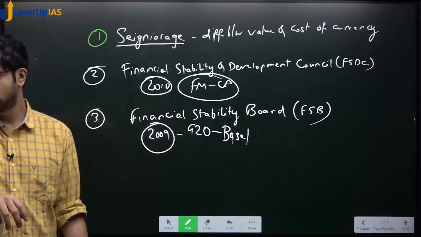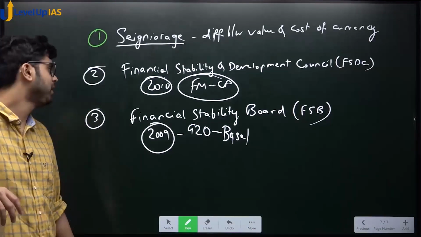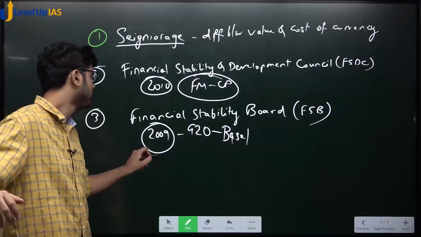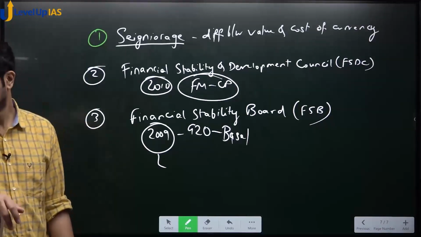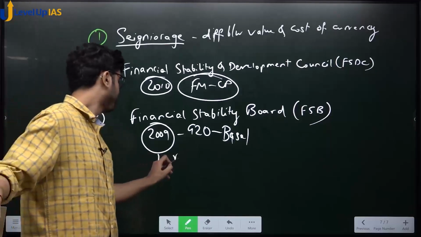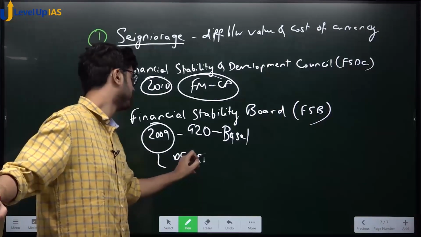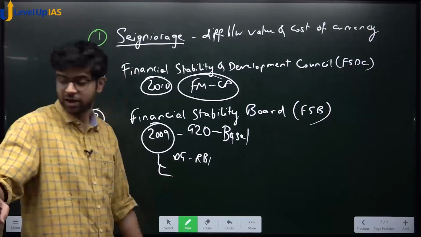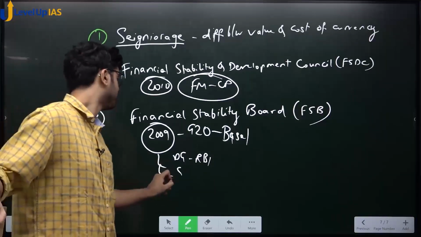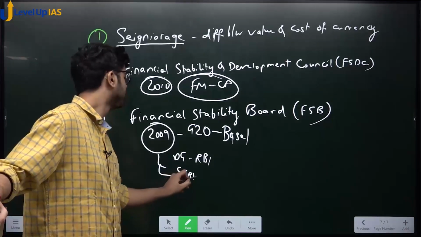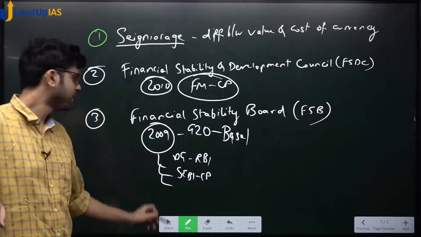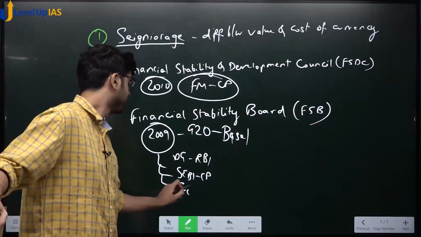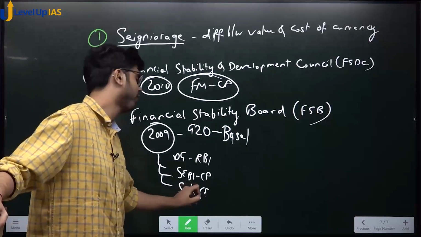Who do you think goes from the government side? Who do you think goes from India side? Who goes? Deputy Governor RBI. SEBI chairperson, and from government, Secretary Economic Affairs, not Finance Minister.